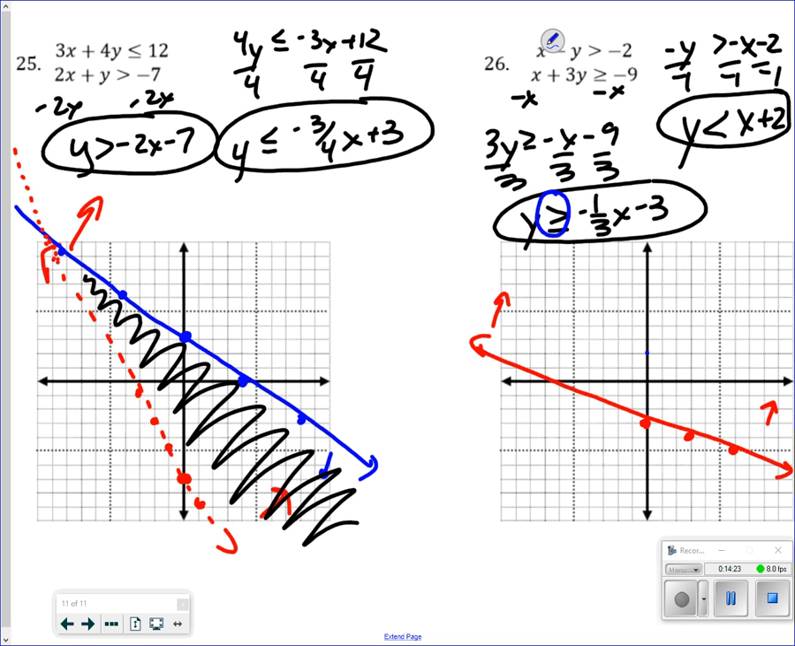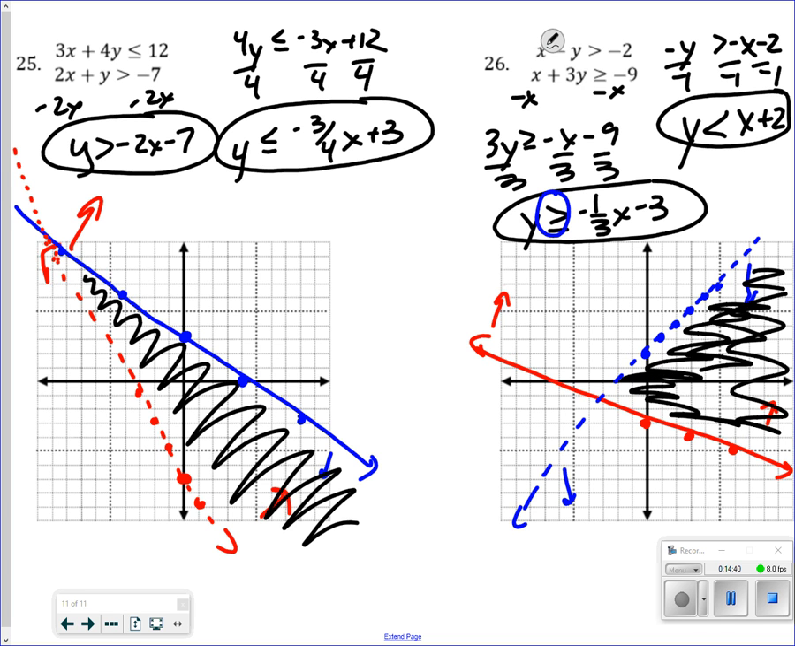So the second one, (0, 2), with a slope of 1. So up 1 to the right 1. This time it's dashed and shaded below. So the area that is shaded for both of these is over here on the right-hand side. It's above the red and below the blue.